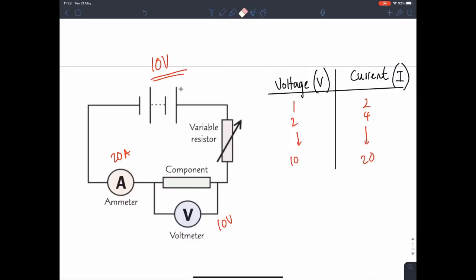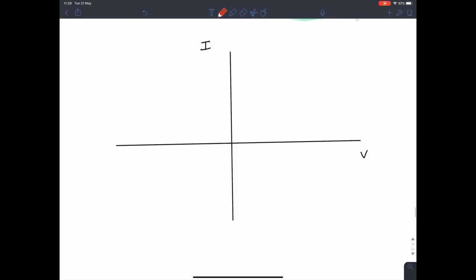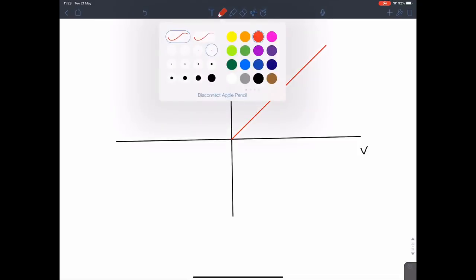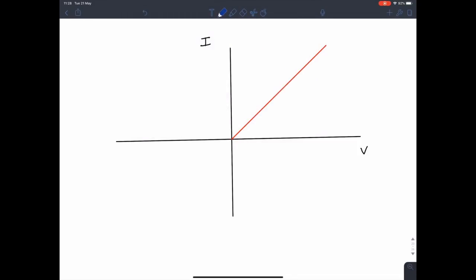Okay, once you've done that, what you want to do is plot this. So you have voltage on the x-axis, current on the y-axis. Now, if you plot it, your graph should look like this. You have voltage on the x-axis and current on the y-axis, and you should see a pretty straight line. However, what we want to do is see how it behaves on the other side of the graph as well.